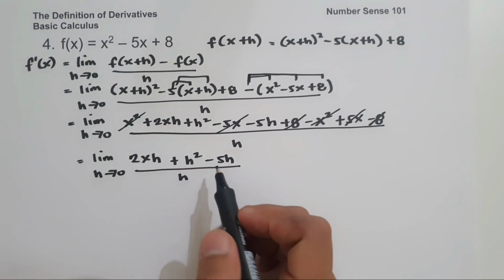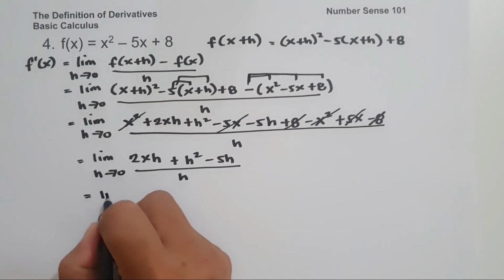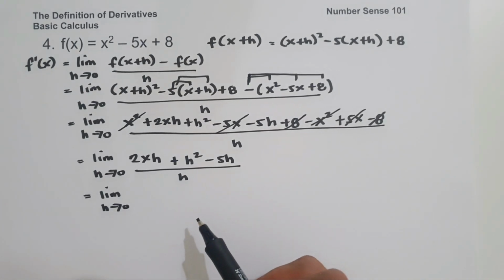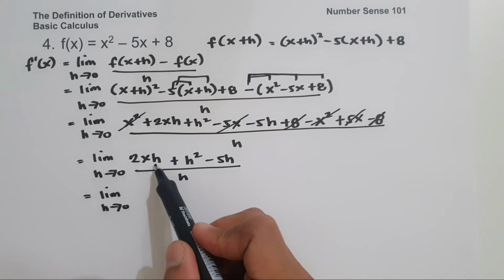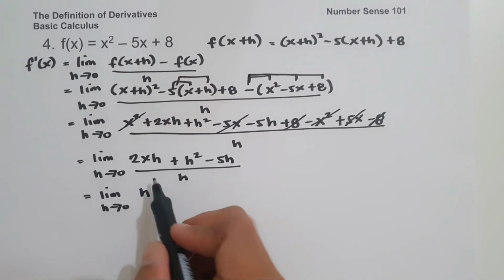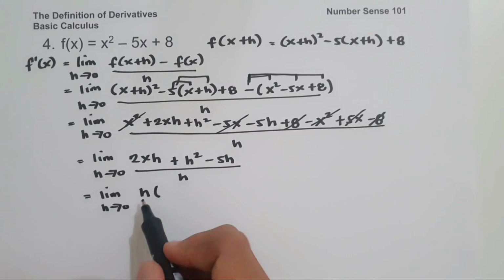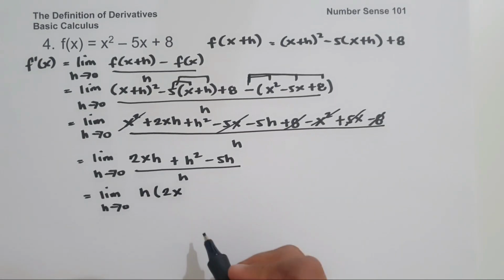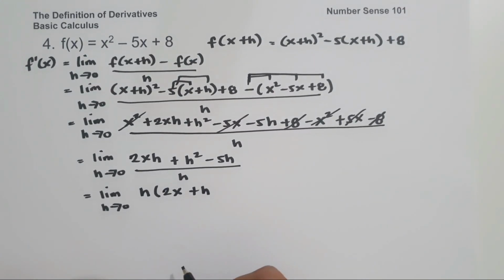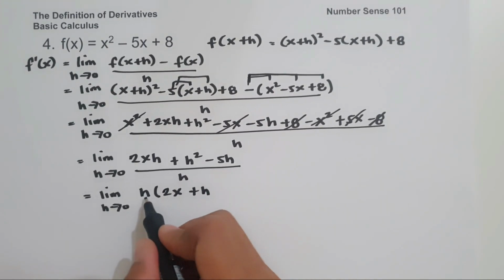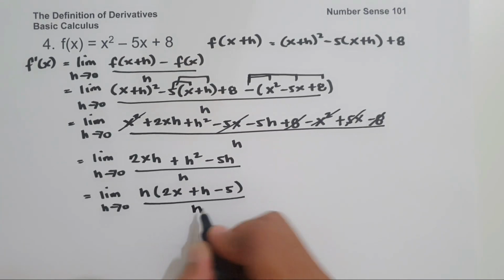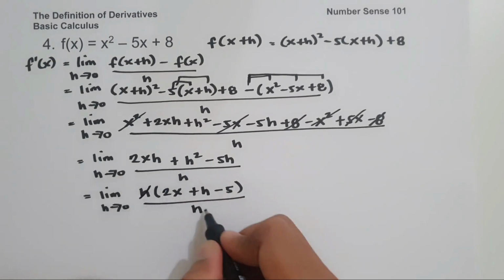So let us factor the numerator. Let us have the limit as h approaches 0. The greatest common factor between 2xh, h squared, and negative 5h is h. 2xh divided by h is 2x. h squared divided by h is h. Negative 5h divided by h is negative 5, all over h. So we can cancel this one.